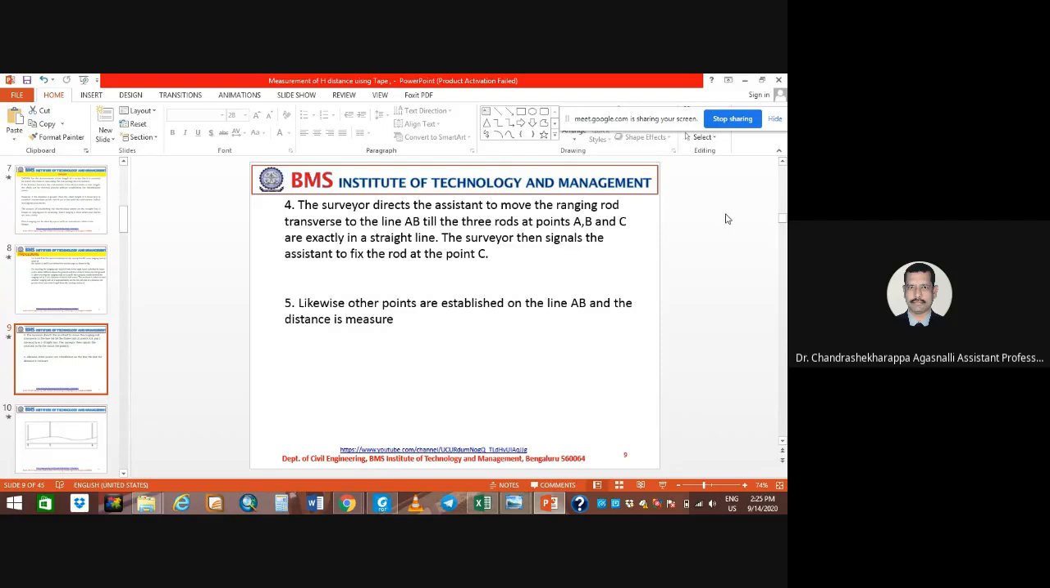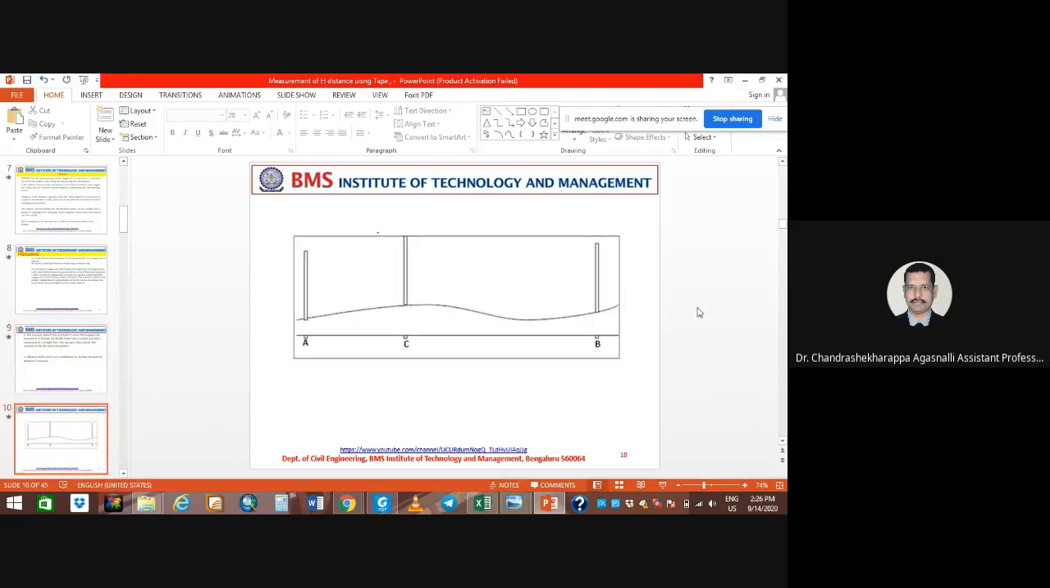Then the surveyor directs the assistant to move the ranging rod, traversing along the line AB, till the third rod at point C is exactly on the same straight line. This is how the surveyor signals and fixes the rod at point C. Likewise, the rest of the points you can establish on the line AB at measured distances.